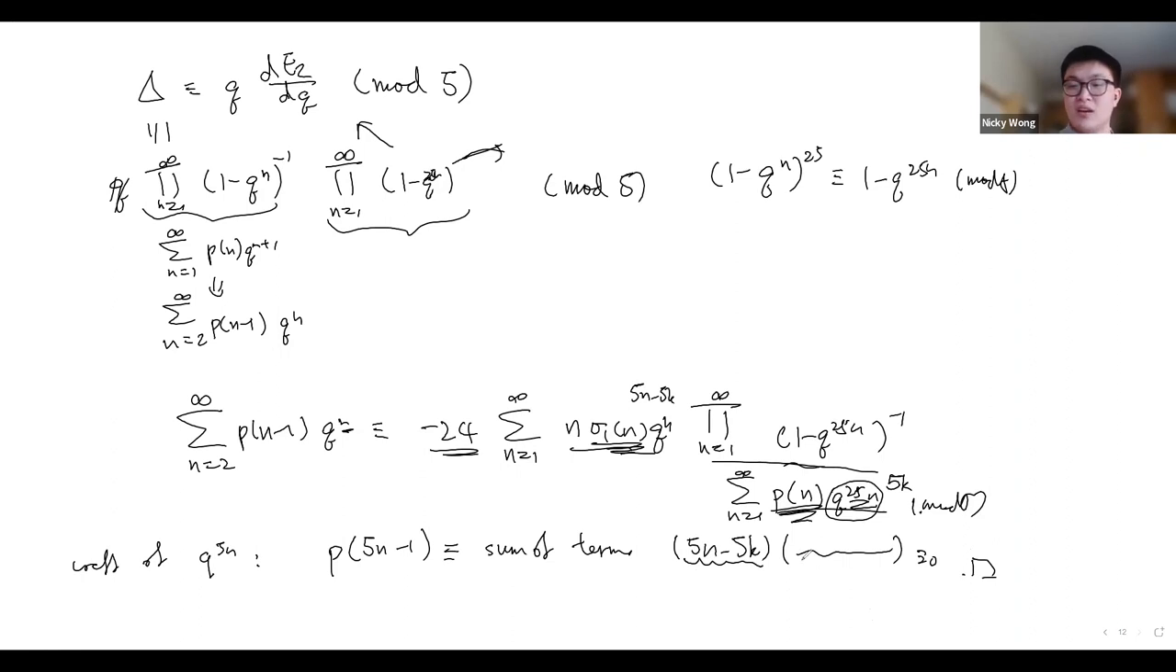And there are other ways. There are other formulas we can come up with using a similar method. So for example, Ramanujan also proved for 7, there is this.